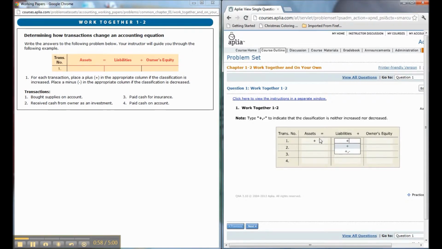All right, so again, if I look at this, do my assets equal liabilities plus owner's equity? If I have a plus on this side, I should have a plus on this side, so it does equal.